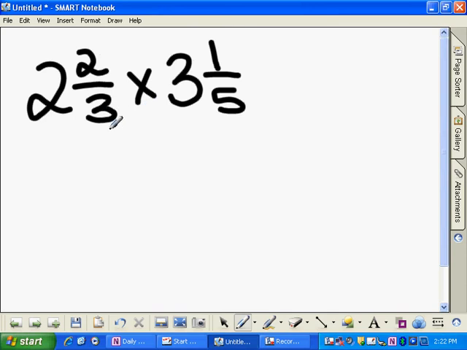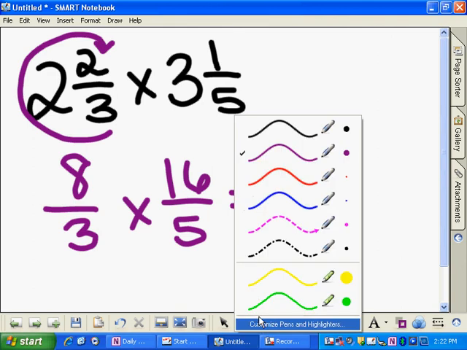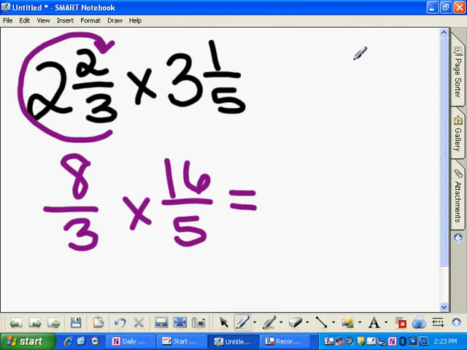So remember, the way we do improper fractions is we do the C. 3 times 2 is 6. 6 plus 2 is 8. So this is 8/3. And then on this one, 5 times 3 is 15. 15 plus 1 is 16, so this is 16/5. There is no cross simplifying that I can do here, unfortunately, so I'm going to have to work with some pretty big numbers, which kind of gets a little tricky.